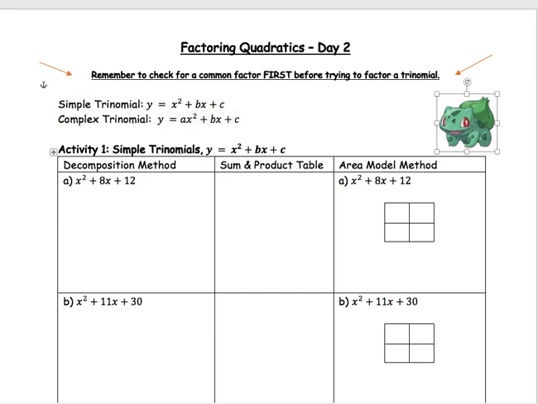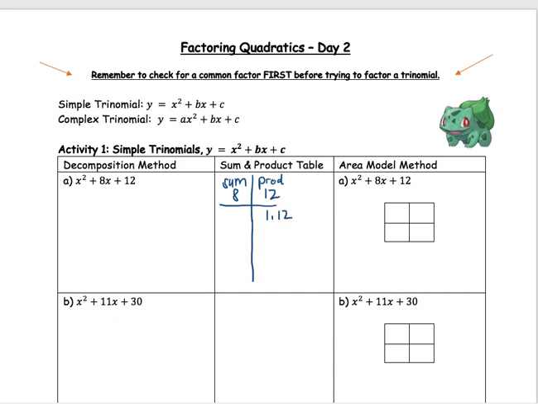We are looking at the sum of the middle term, the b term. That's 8. And then we're looking at a product of 12. 1 times 12 is 12, both positive. Hopefully you've practiced enough that you can come up with the two numbers really quick. But when in doubt, list them all off, and don't worry about the signs at first.